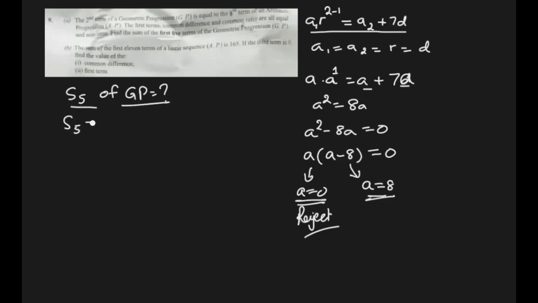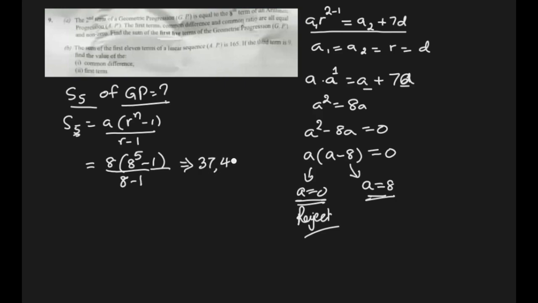So in GP, S5 is a times r to the power n minus 1 over r minus 1. So everything is 8. Let's put it here. 8 to the power 5, fifth term, right? Out of 5 terms. Minus 1 over 8 minus 1. And just put this in a calculator. You'll get your answer. What I'm getting is 37,448. That is the sum of the first 5 terms.